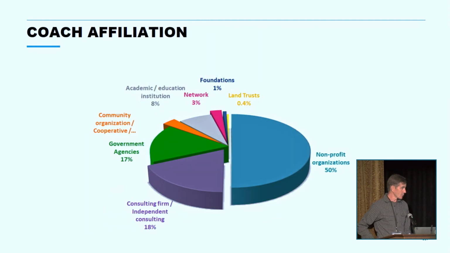Here's a graphic that shows what kinds of organizations coaches are or are not affiliated with. You can see that about half of coaches are associated with an NGO of one stripe or another, about 18% are associated with a consulting firm, or maybe they are just their own consulting firm, and 17% with government agencies. I don't know that we have a vision for how this might or might not change. It may stay similar to this over time. I'm really not sure, but this is the current distribution of how most coaches are affiliated.